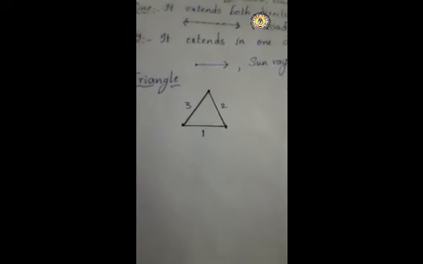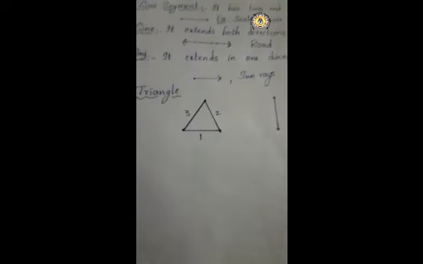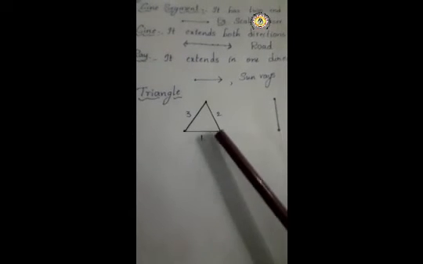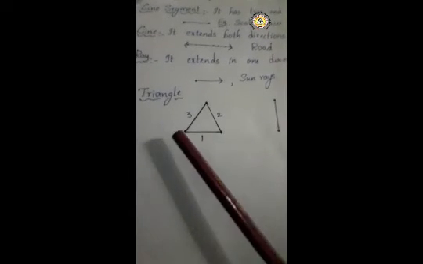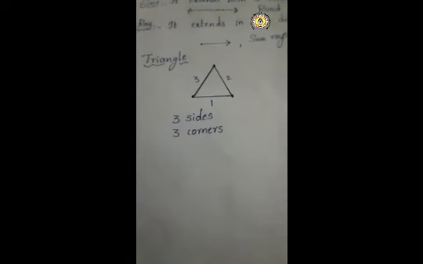How many sides does it have? 3 sides. And observe these corner points. Where the 2 line segments meet, you get one corner point. These are called corners. How many corners are there? 1, 2, 3. 3 corners. The triangle has 3 sides and 3 corners.